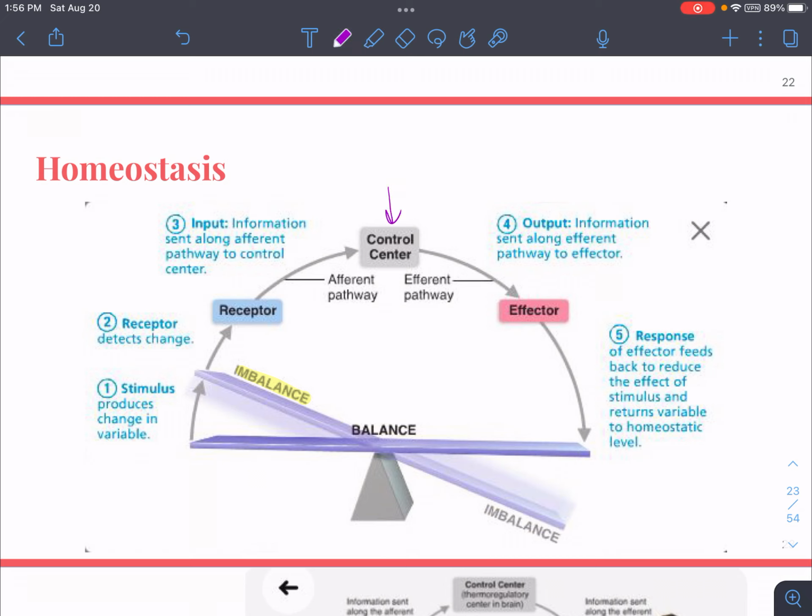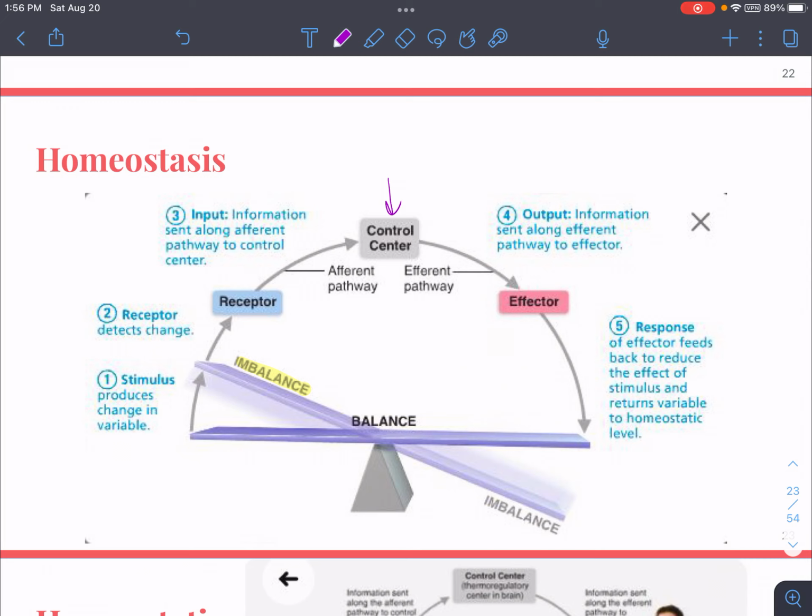Our output is the information sent along the efferent pathway. So the brain tells the body how to respond to a change or disruption in homeostasis. And then our last step is the response. What does the body do to return to homeostasis? The body is constantly adjusting to all kinds of stimuli all day long. A lot of things you don't even realize.